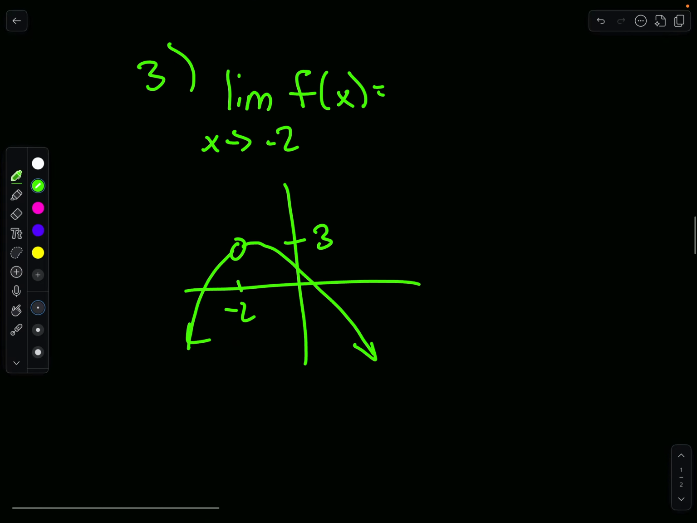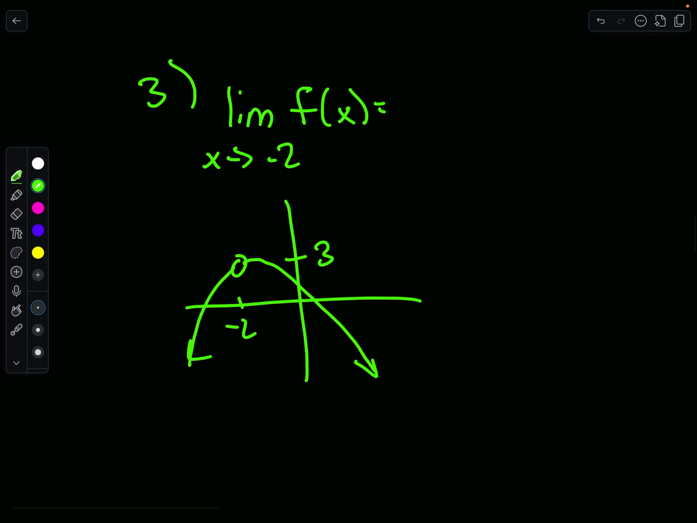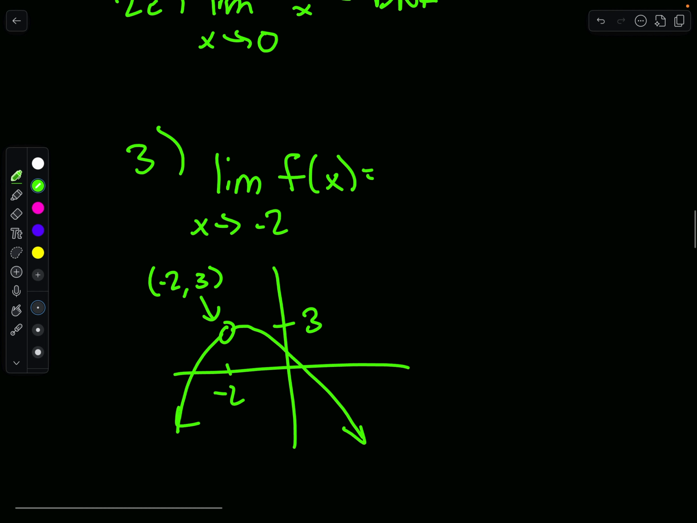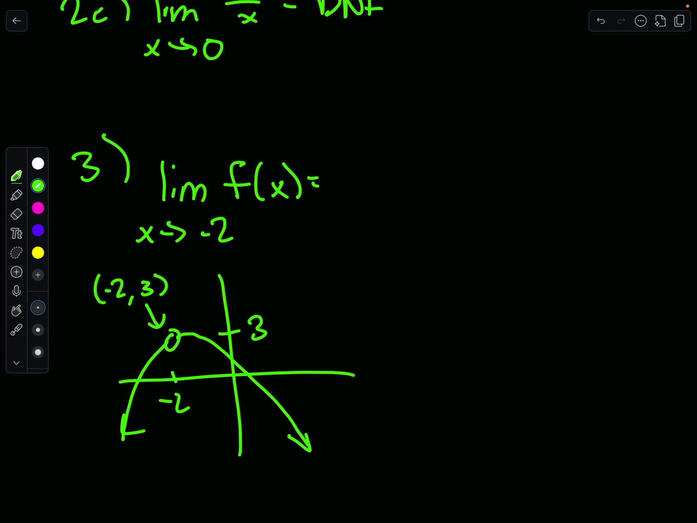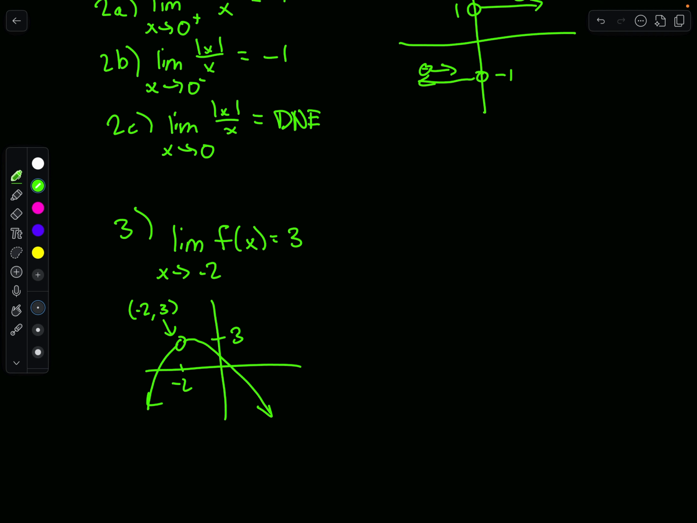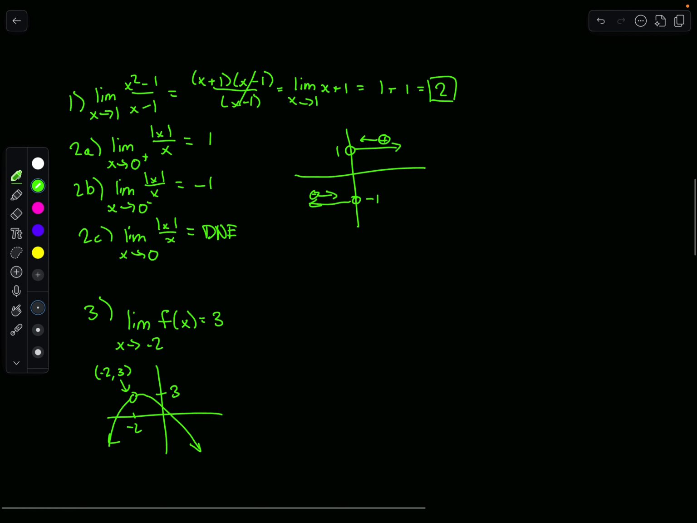Last scenario. The limit of f of x as x approaches negative 2 based on this graph. You can see from the graph, this is a removable discontinuity at the point negative 2, 3. So that means that this limit is going to be equal to 3. And that is the solution to these problems. If you had trouble with any of these, make sure that you go back through the video and relearn any concepts that might be challenging to you.